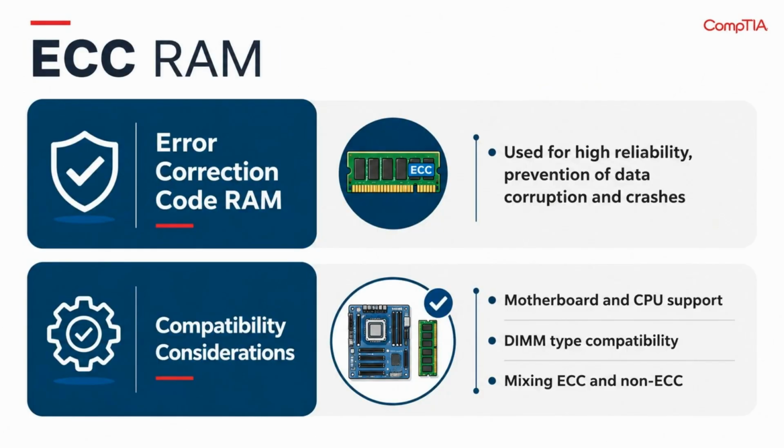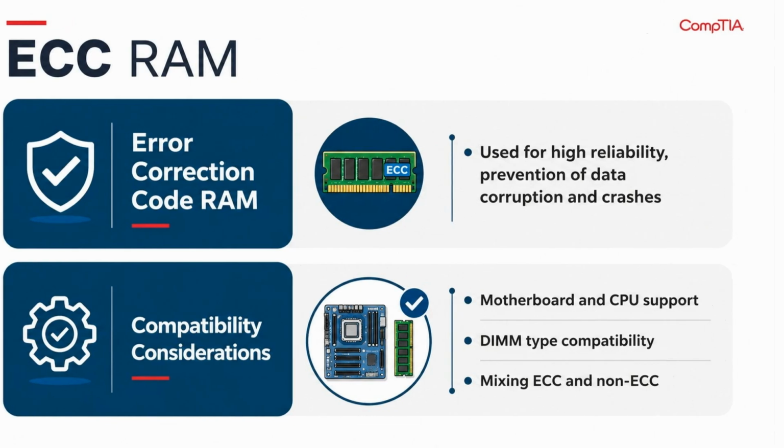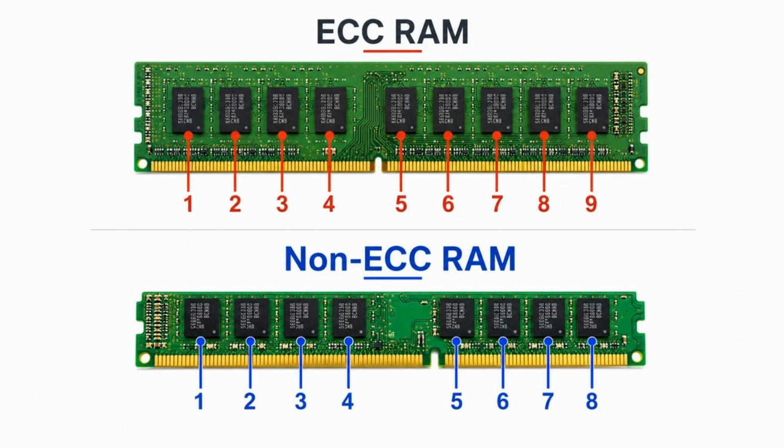Finally, we have ECC RAM, or Error Correction Code memory. It is designed for high-reliability environments to prevent data corruption and unexpected system crashes. Always verify if your motherboard and CPU support ECC before installation. To see the difference, notice the extra memory chip on this ECC module compared to standard RAM. That chip is specifically responsible for storing the error correction data that keeps critical systems running reliably.